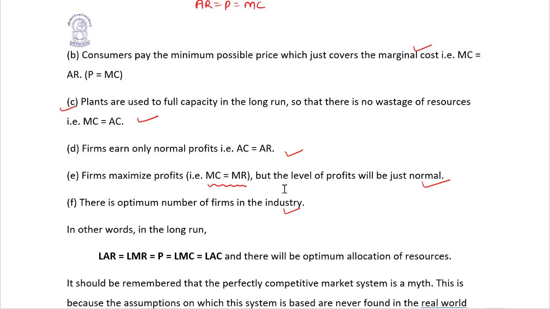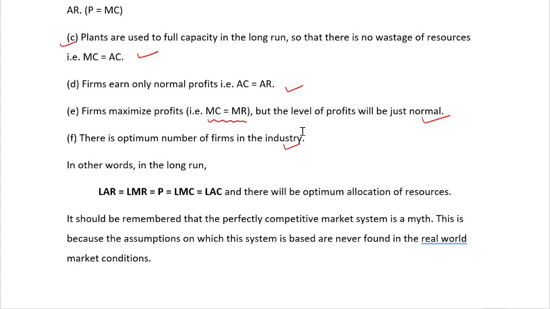In other words, we can say that in the long run, LAR equal to LMR equal to P equal to LMC equal to LAC, and there is an optimum level of allocation of resources. It should be remembered over here that the perfectly competitive market system is a myth. This is because the assumptions on which the system is based are never found in real world market conditions. I believe you understood.